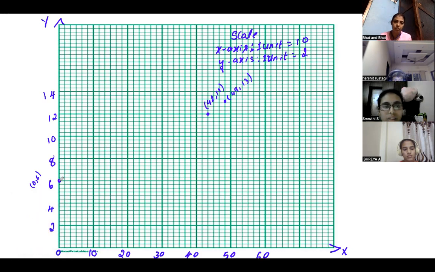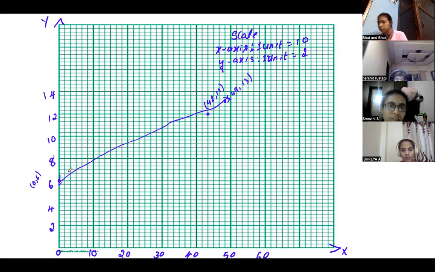So if you join the points, it will be a straight line. Using a scale, if you draw, you will get a straight line like this. After this, you just have to put an arrow mark because we have only taken three values for x. And what is the equation of this line?